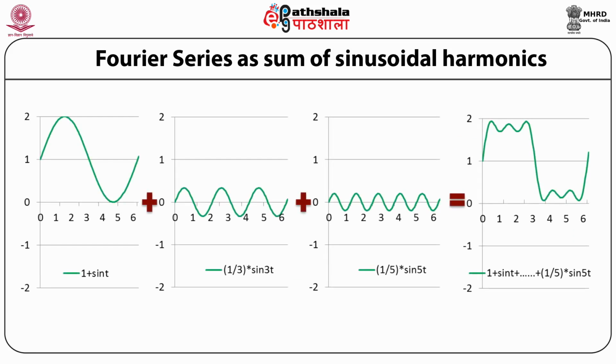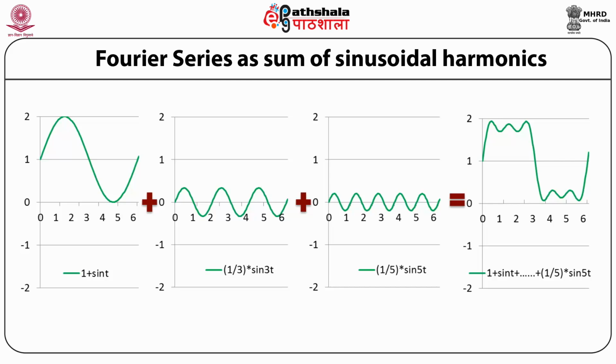So we have 1 plus sin t as shown in the left side figure, then 1 over 3 sin 3t in the middle figure, and 1 over 5 sin 5t again in the middle figure. When you add these three things, you can see the right side graph is becoming smoother and finer. And that is the series 1 plus sin t plus, going up to, 1 over 5 sin 5t.